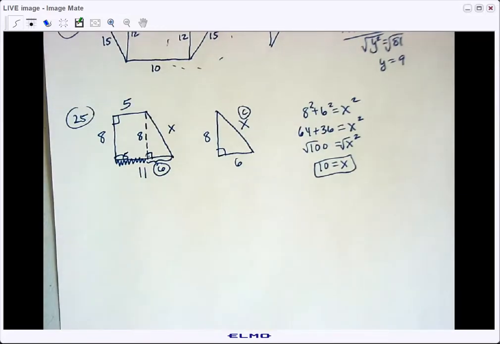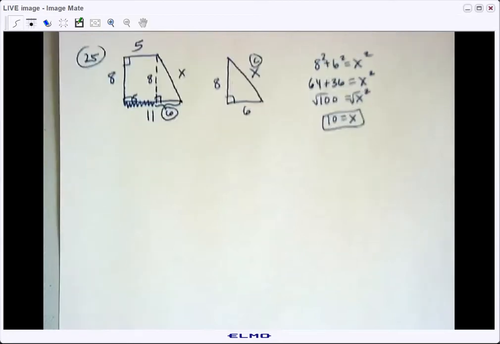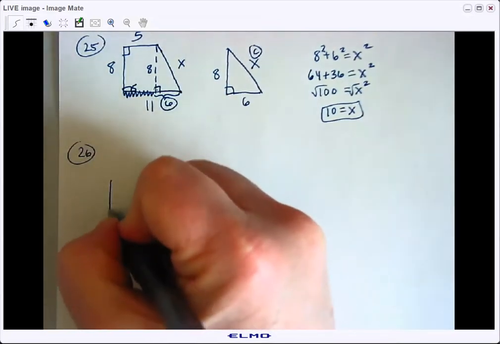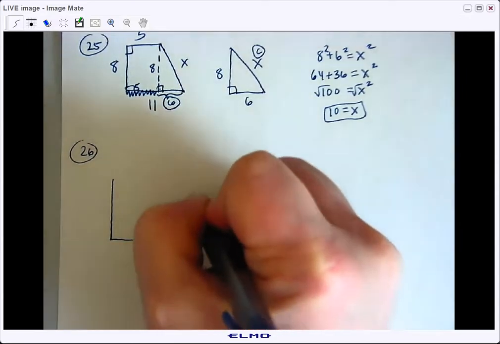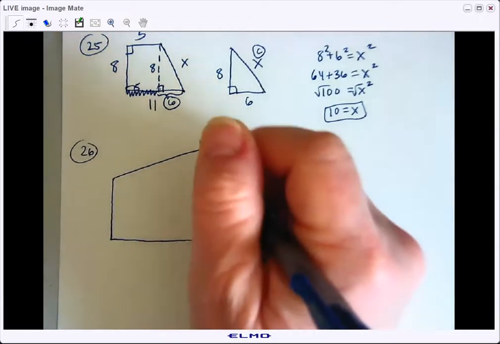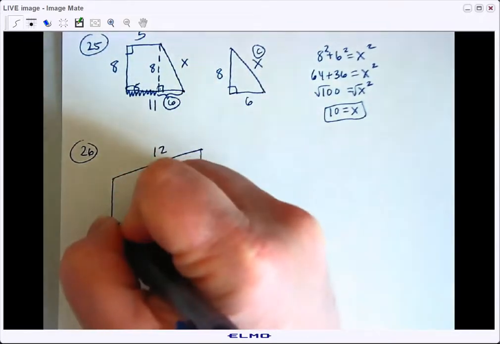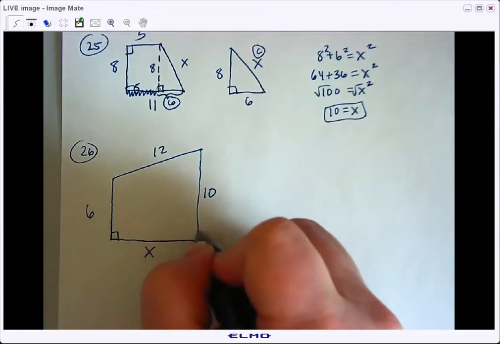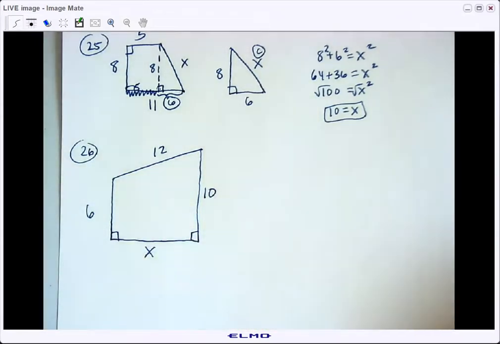Okay, so 26, let me write that down. This is another one that we have to isolate our triangle, very similar to the one we just did. So many times, like the last one, we're going to break it into a rectangle and a triangle. So go ahead and draw your rectangle and triangle, and let's identify the parts that we need. I'm going to give you a second to do that.